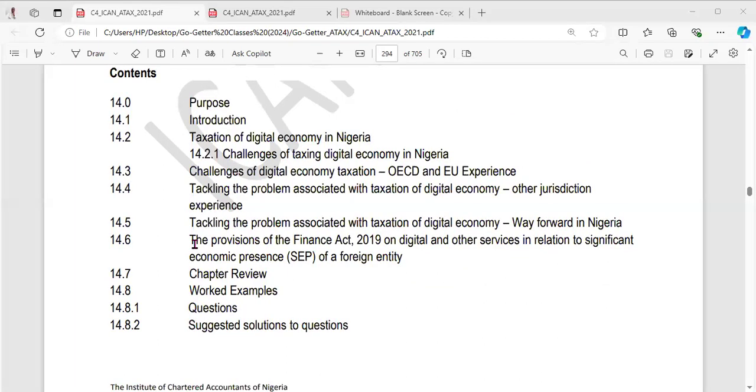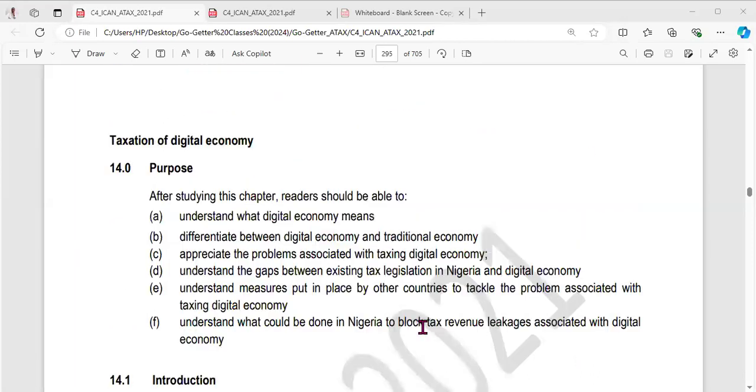First of all, we'll be looking at taxation of digital economy in Nigeria, then the challenges of taxing digital economy in Nigeria. Then we talk about the OECD and EU experience, tackling the problem associated with taxation of digital economy, other jurisdiction experience, and what's the way forward in Nigeria. Then we see the provisions of the Finance Act 2019 on digital and other services in relation to significant economic presence of a foreign entity. So let's take it one at a time.